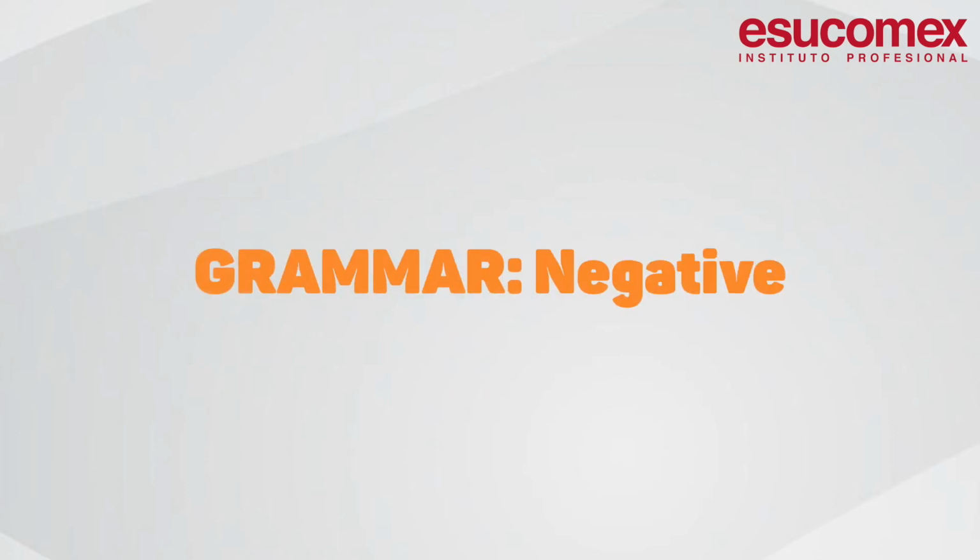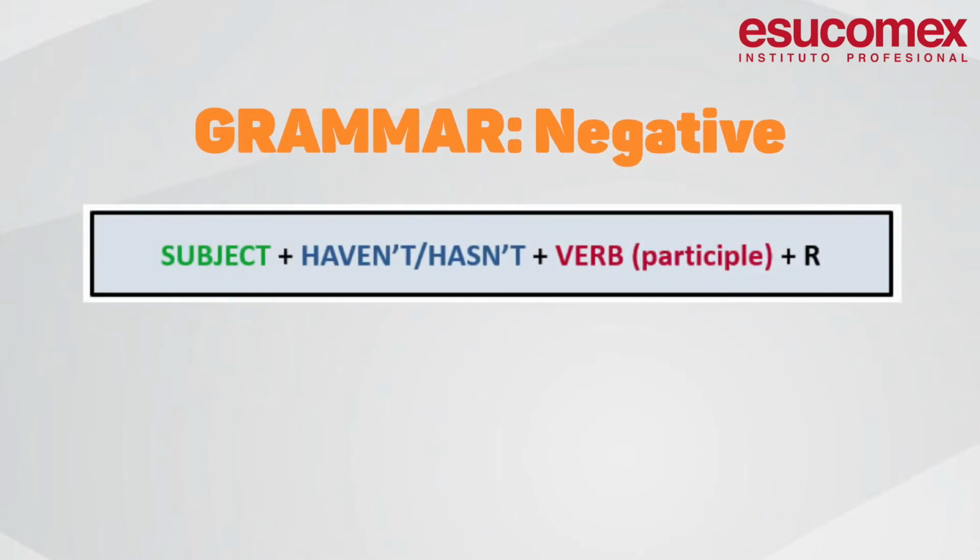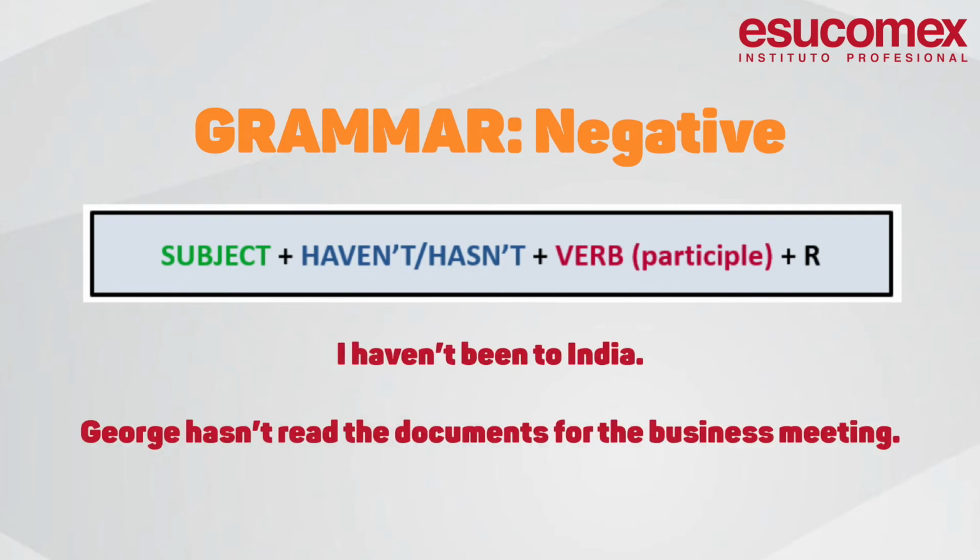A negative sentence in the present perfect follows the same structure as an affirmative sentence, but we use the negative of have or has, which is haven't or hasn't. In "I haven't been to India," the negative is haven't, and in "George hasn't read the documents for the business meeting," the negative is hasn't.